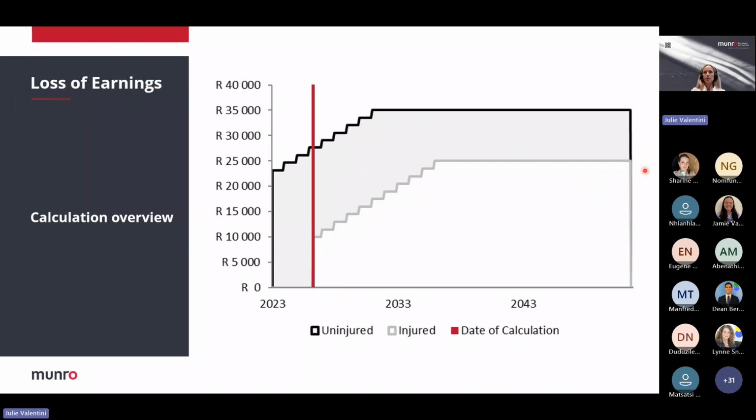And the very simple concept that I'd like you to understand is that it's really just the difference between those two that is the loss of earnings. So it sounds very simple. You might wonder, okay, why all the fuss then? It is simple for the past. So basically, we can just add up this difference, and that will give you your past loss. However, the future gets a little bit more complicated, and I'm going to go into detail about why.